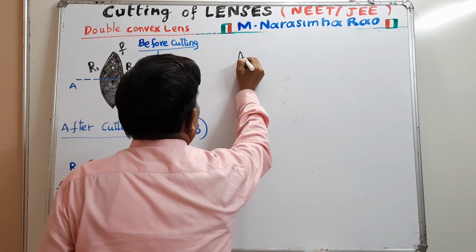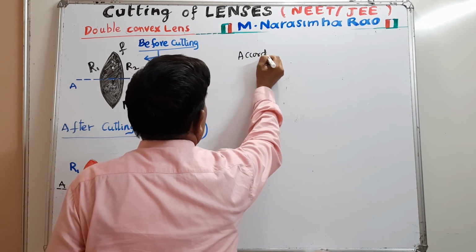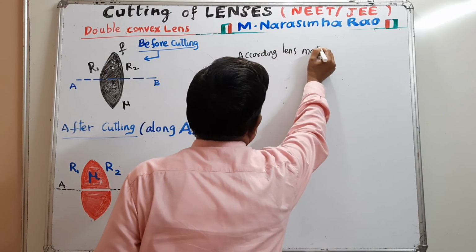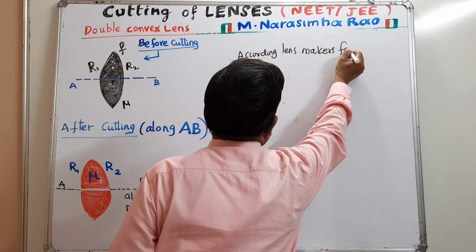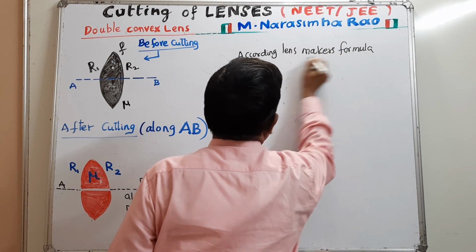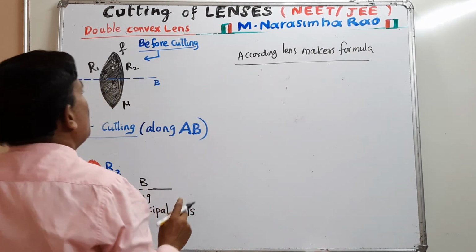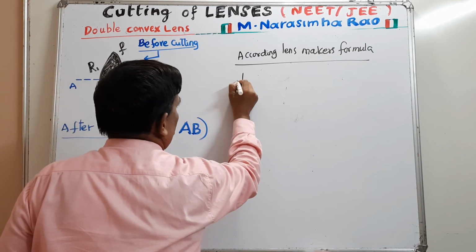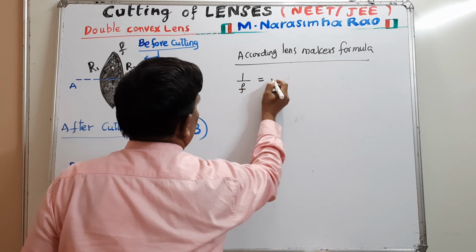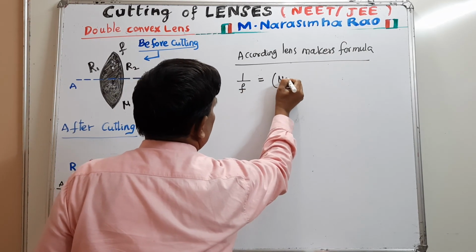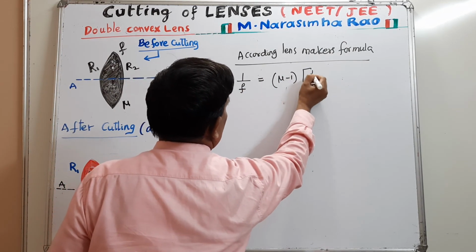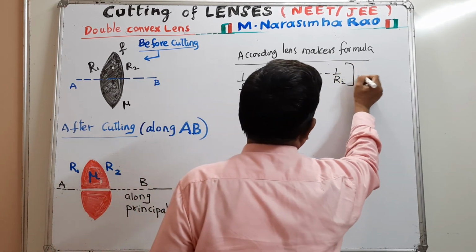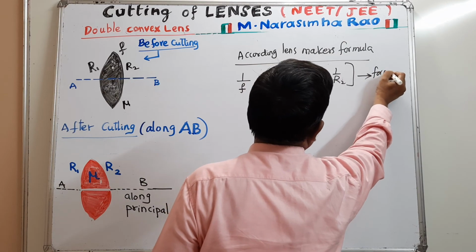According to lens maker's formula, the focal length of the convex lens is given by 1 by f is equal to mu minus 1 into 1 by R1 minus 1 by R2. This is the formula, right?